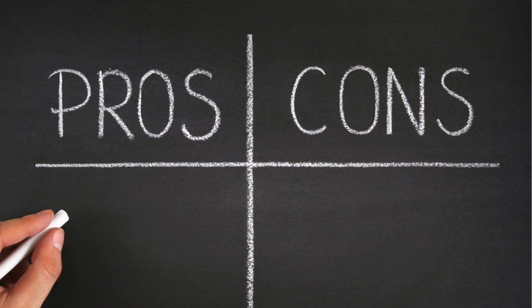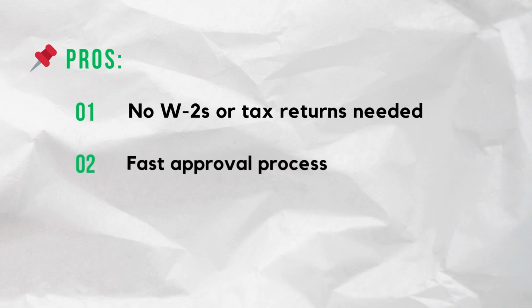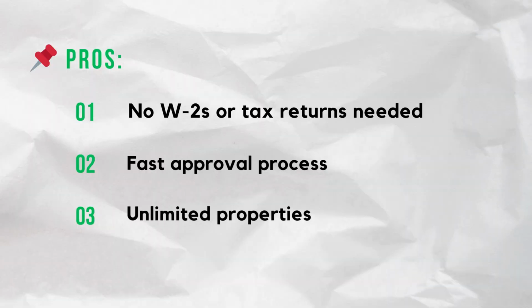All right, let's talk about the pros and cons of DSCR loans. Pros: no W-2s or tax returns needed. Perfect for self-employed investors. Fast approval process. Less paperwork means quicker closings. Unlimited properties. Unlike traditional loans, DSCR lenders don't cap how many mortgages you can have.